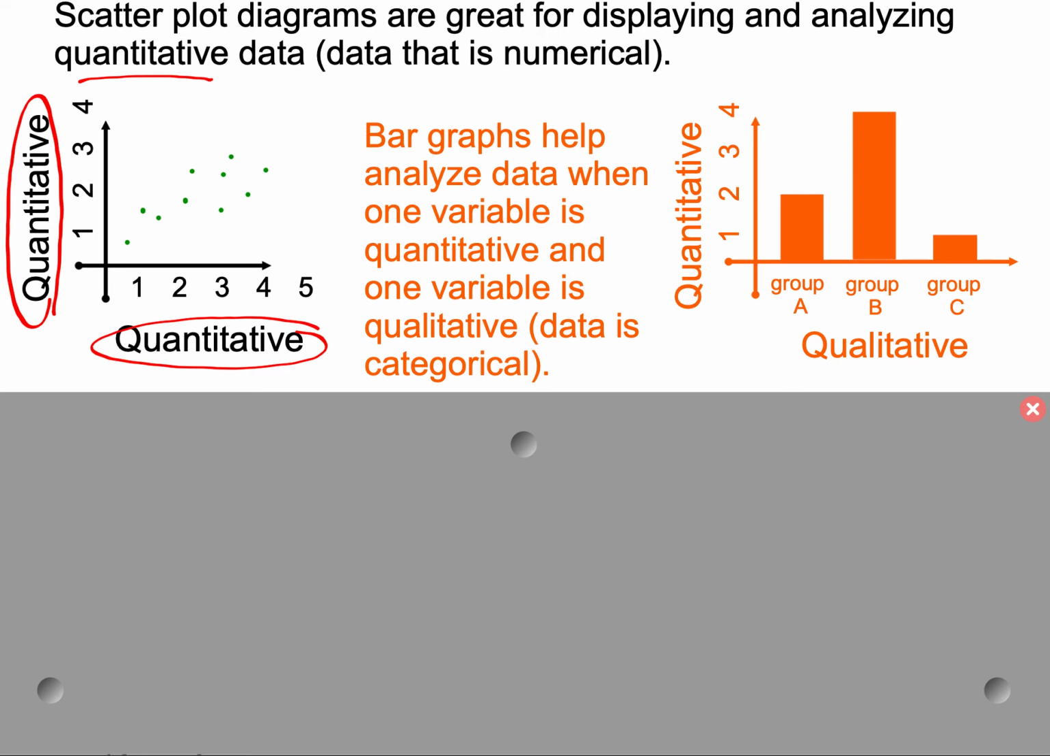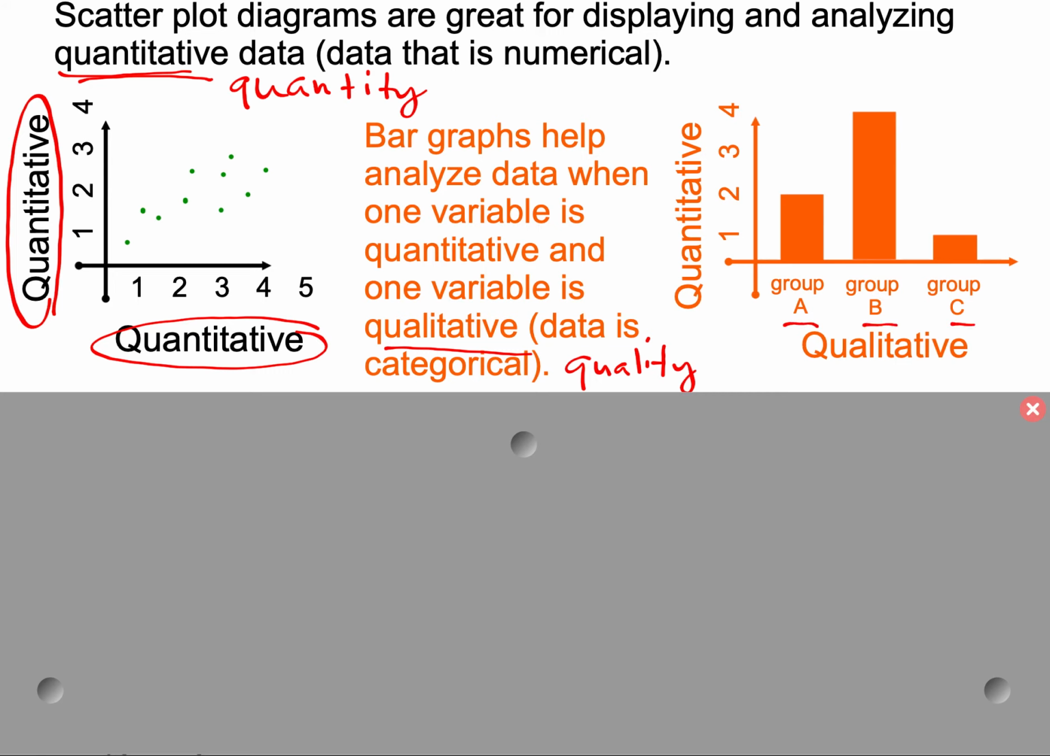And also from your past, bar graphs. Bar graphs help analyze data when one variable is quantitative and one variable is qualitative. Now the word qualitative, that's categorical things. You're talking about the quality of something, not the quantity. Because quantitative is talking about the quantity, and qualitative is talking about the quality. Now that doesn't necessarily mean quality is good or bad. It's just categorical things. So we've used bar graphs for this before.